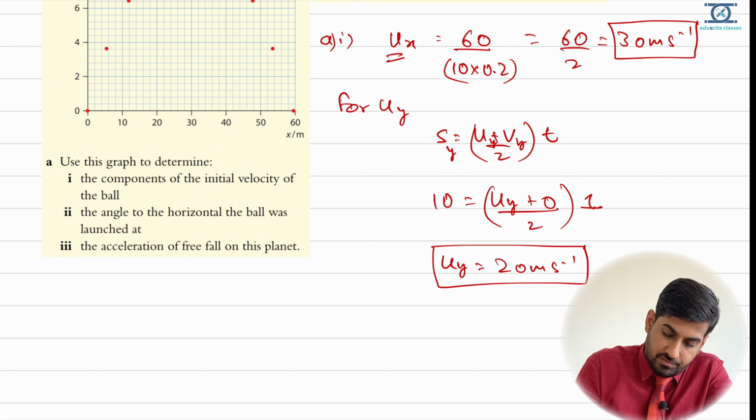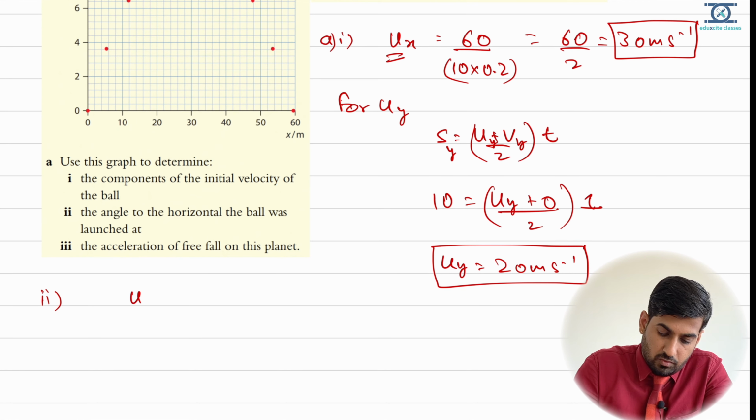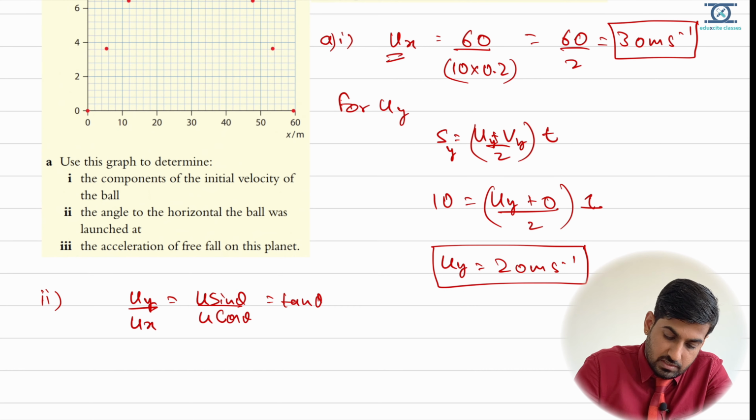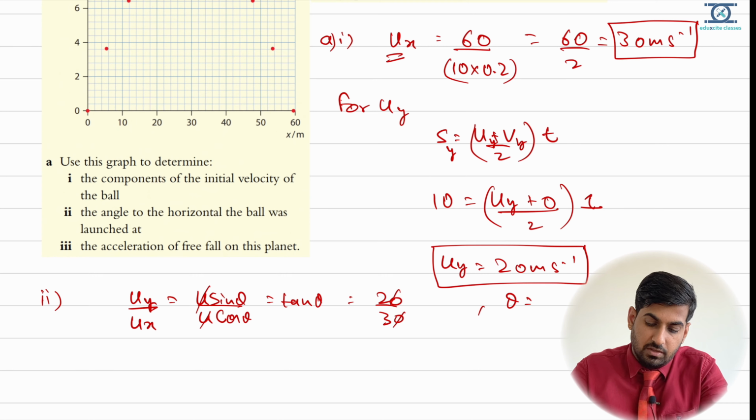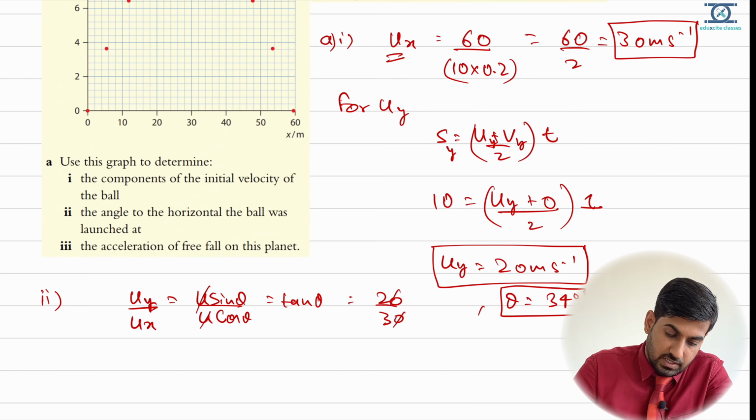So first we have done the A part. Second part, the angle to the horizontal the ball was launched at. So we know that uy by ux, that is u sine theta divided by u cos theta, is tan theta, right? So this will be 20 by 30. So you get theta as tan inverse of 2 by 3, which will be 34 degrees. This will be the answer for the second part.